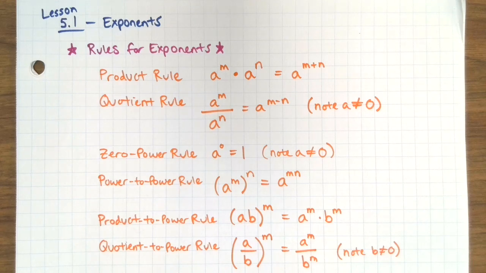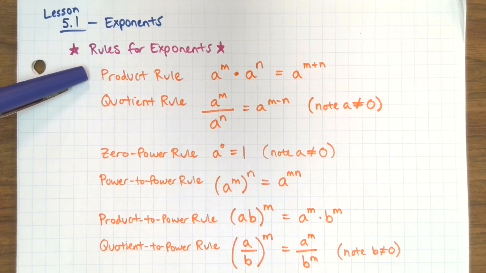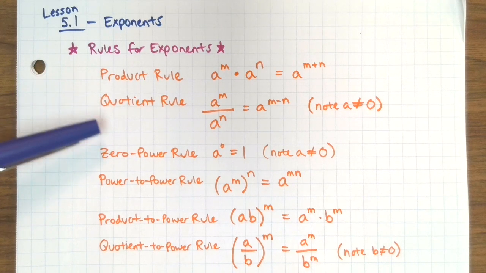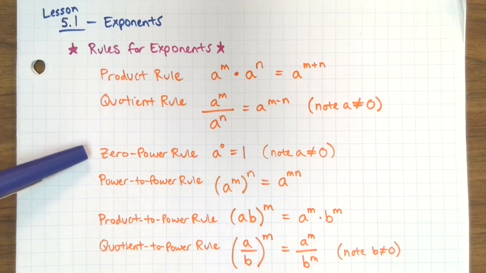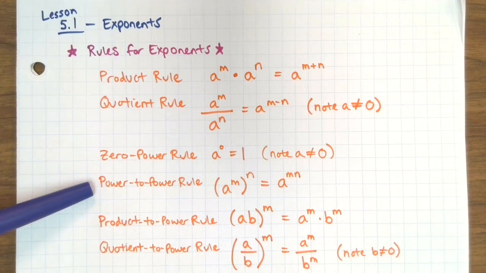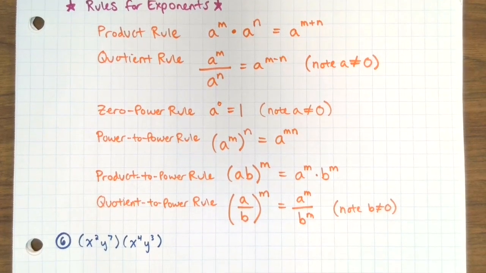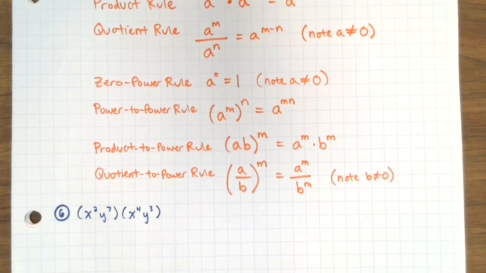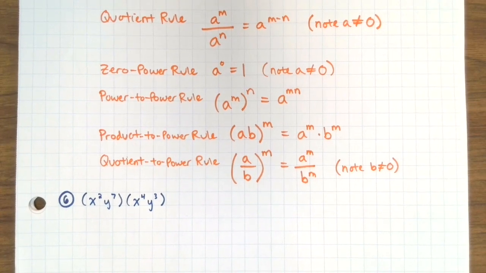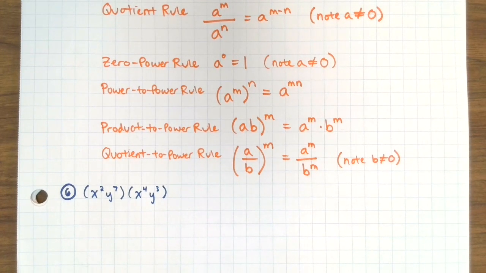This video is going to be covering lesson 5.1, which is about exponents, and using those rules of exponents to simplify. Our first example is going to be around the product rule. Then we'll also look at examples that use the quotient rule, then we'll go through the zero power rule, then we'll talk about the power to power rule, then the product to power rule, and then finally the quotient to power rule.